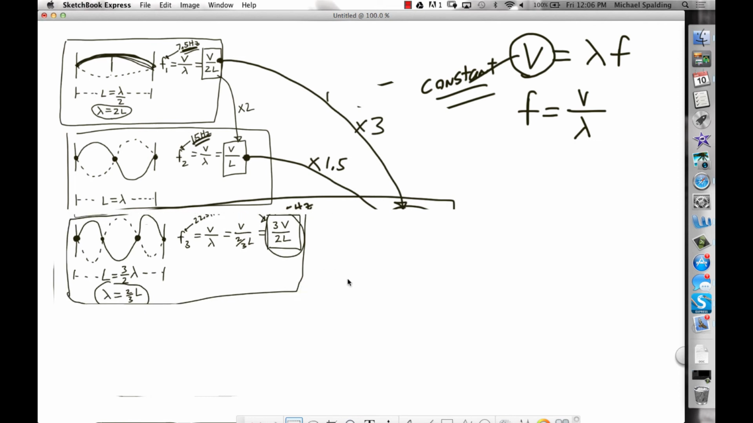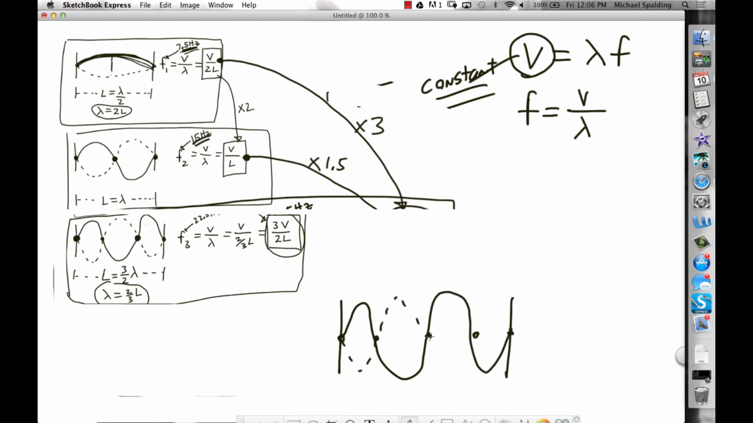Okay. The fourth possible harmonic. How many nodes are in the middle? 1, 2, 3, and then nodes are at the end. So the last one goes like this. Boom, boom, boom, boom, boom. How many wavelengths are in here? So here this is L. How many wavelengths are on that string? 2 wavelengths. So the wavelength is going to be L over 2.